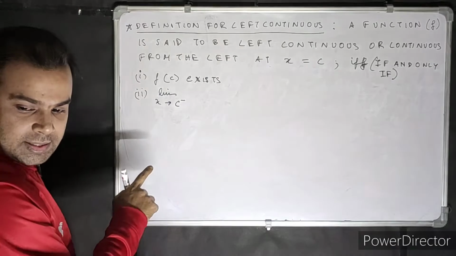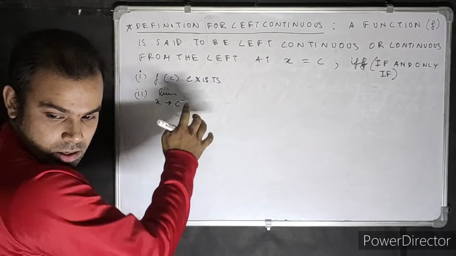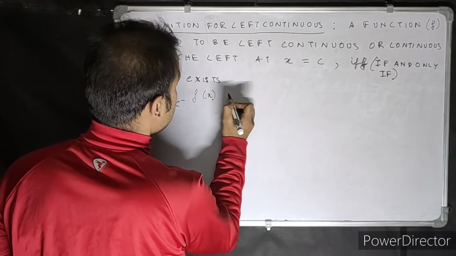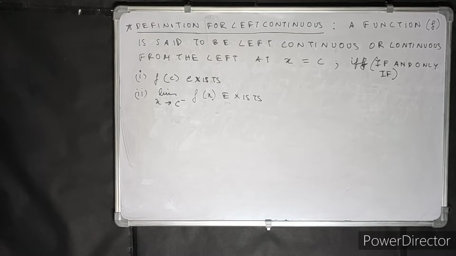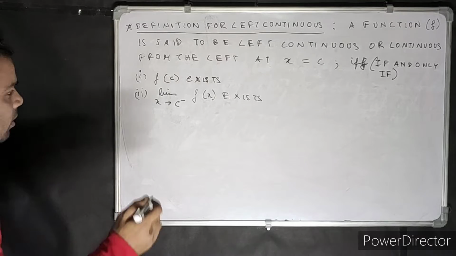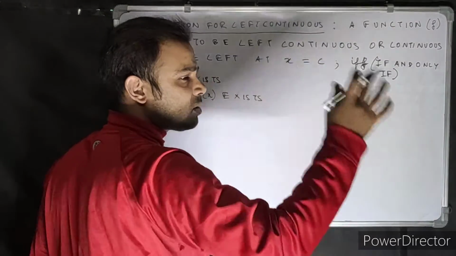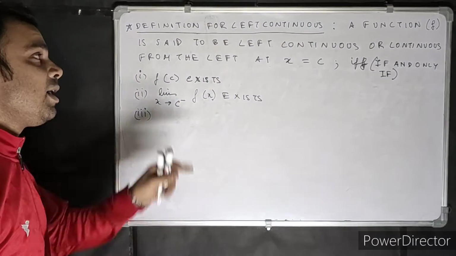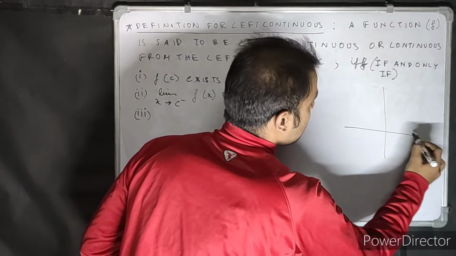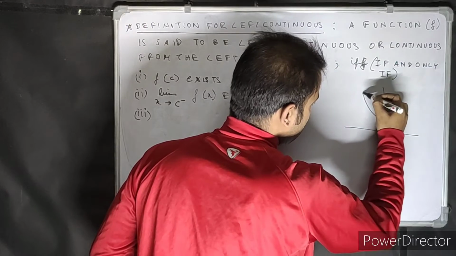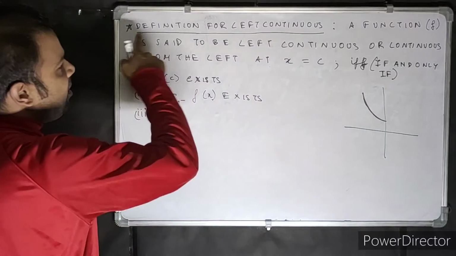Limit of f of x, x approaching from the left hand side, also exists. This also has to exist; you should have a value for this also. And the third part. This is only called left continuous. This is not the whole of continuous. This is continuous from the left hand side, when the graph is coming from the left hand side. Like when you're drawing like this kind, the graph is coming from the left hand side. So we are understanding about this part, left continuous.